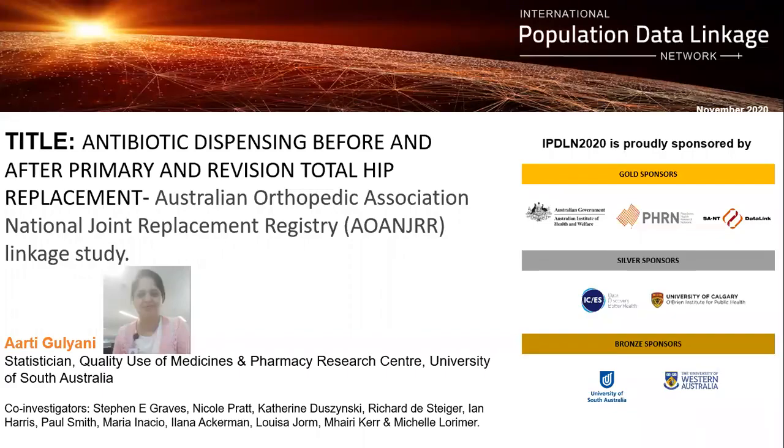I'm going to talk about a data linkage study where we have linked the Australian Orthopaedic Association National Joint Replacement Registry data with the Pharmaceutical Benefits Scheme data set, and we have analyzed the antibiotic utilization among the joint replacement patients.